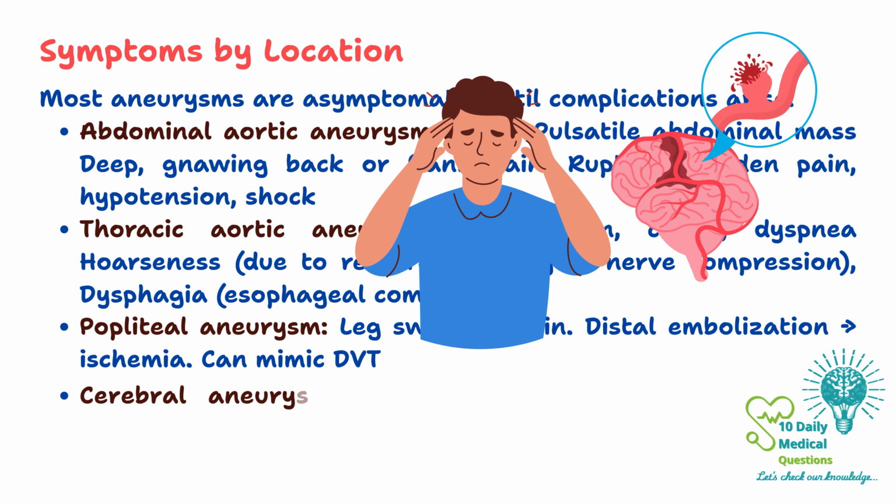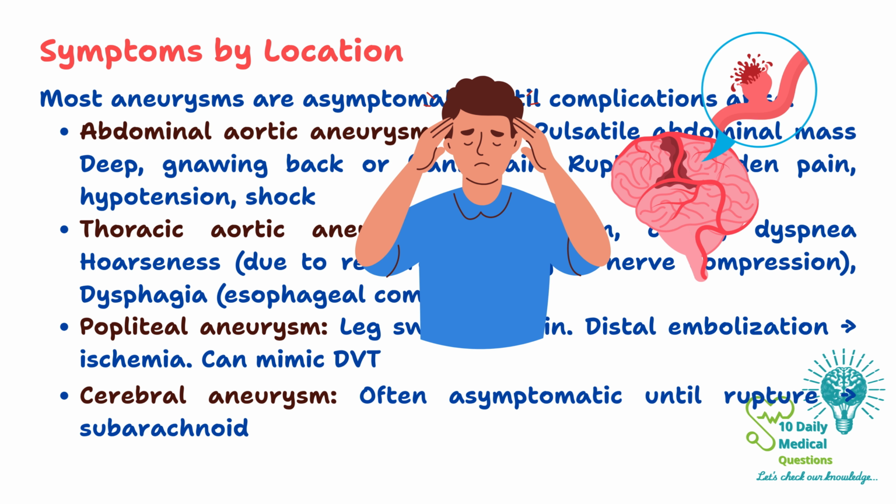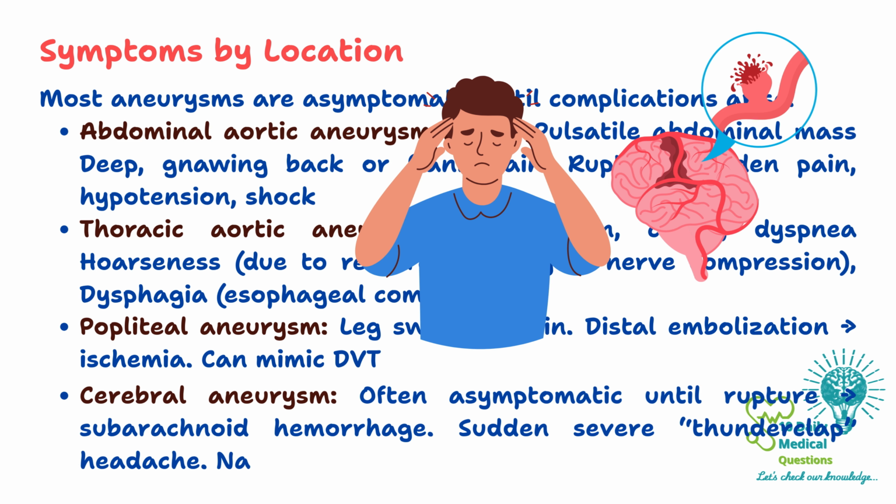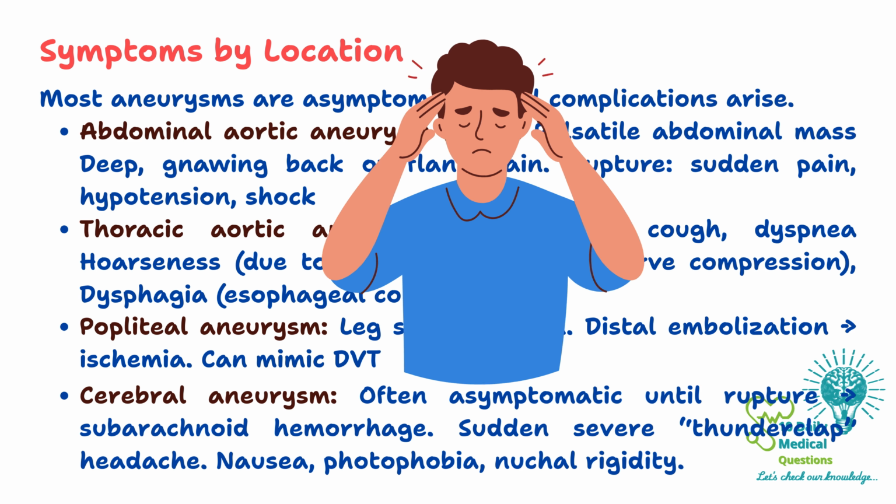Cerebral aneurysms, when unruptured, are often silent, but rupture leads to a subarachnoid hemorrhage presenting with a sudden thunderclap headache, neck stiffness, nausea, and photophobia.